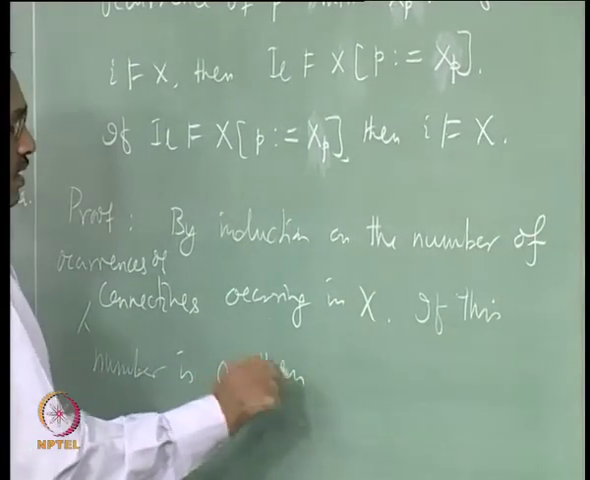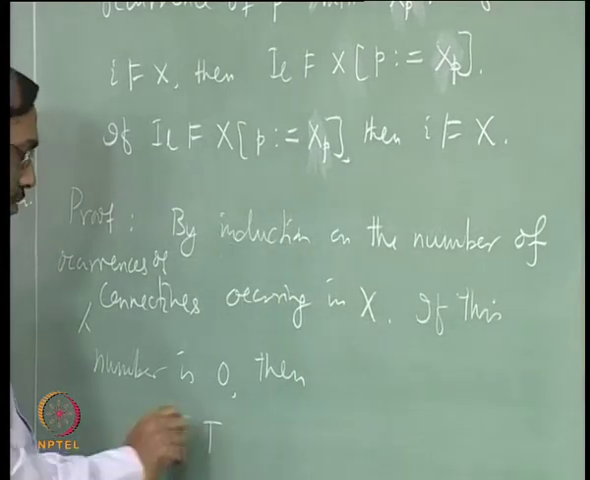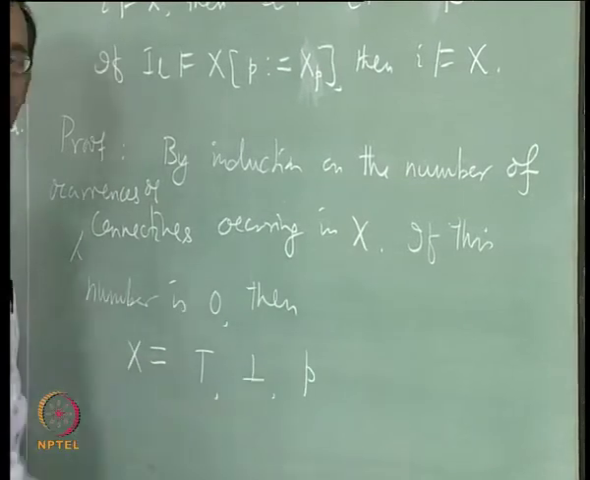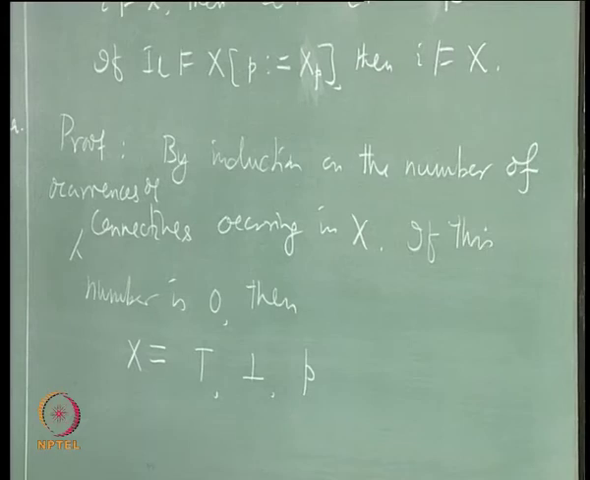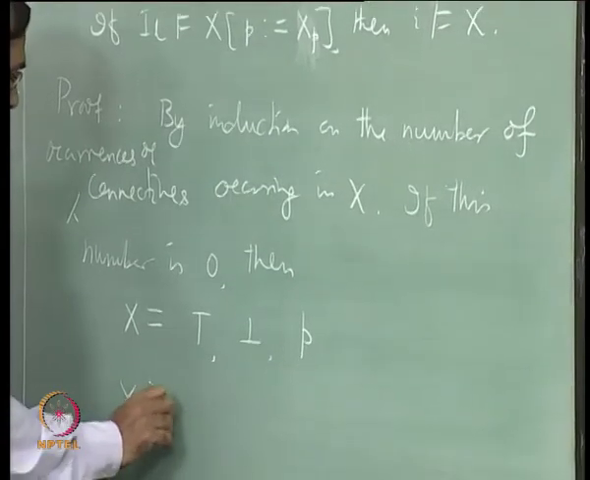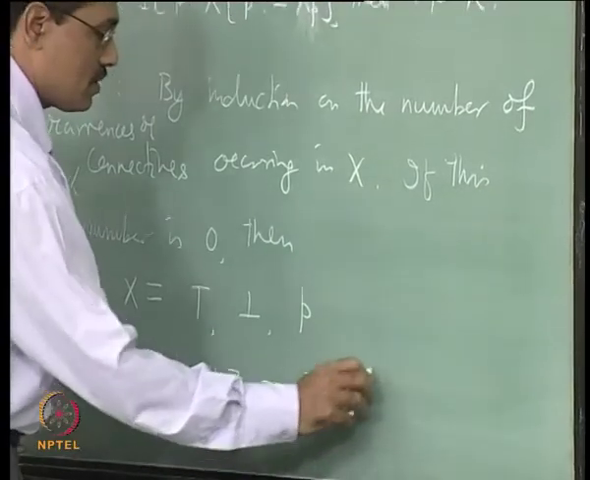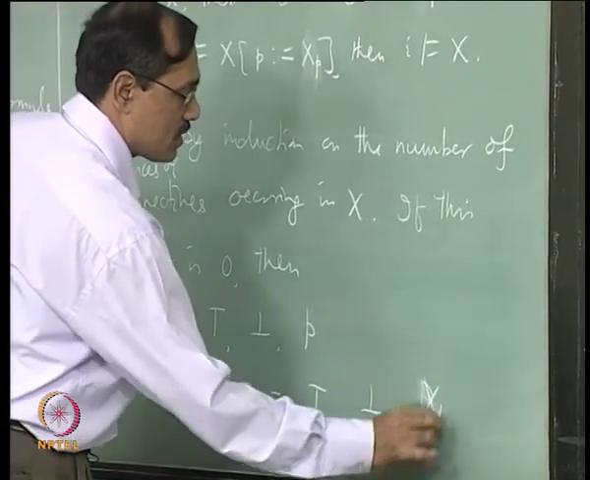then how does it look? It can be top, or it can be bottom, or it can be a propositional variable, fine. That is how propositions have been formed. So, once this happens, you will get correspondingly x_p replaced by x_p as top or bottom or p. So, here it is x_p.